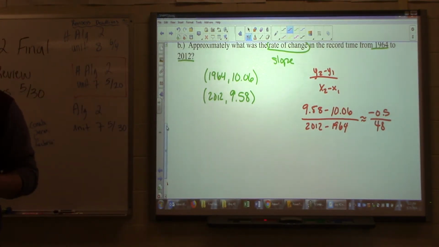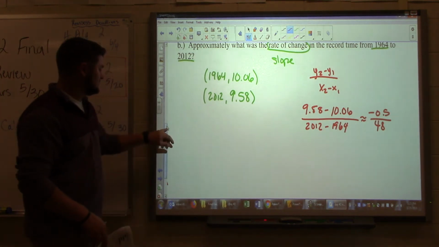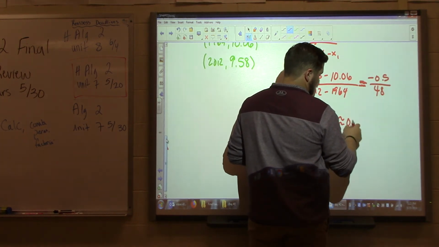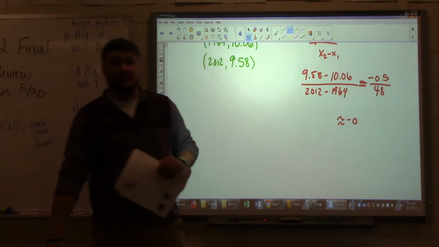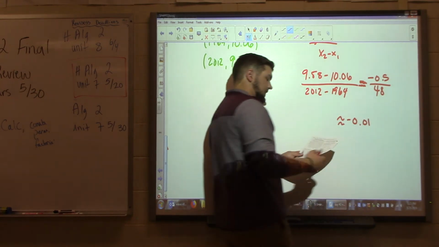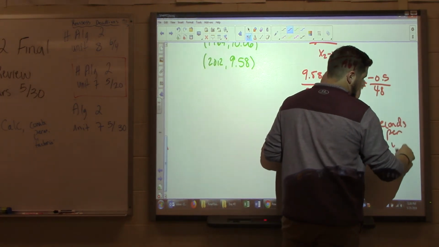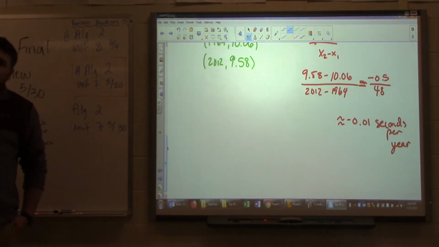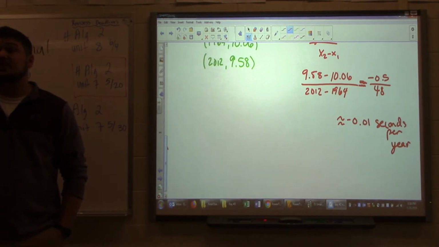So let's say to the nearest hundredth. What does this come out to per year? Approximately what? 0.01. So negative 0.01 seconds per year. So on average, the record went down 0.01 seconds a year from 1964 to 2012. Does that make sense? Right? Look for those keywords, rate of change means slope, things like that. All right?